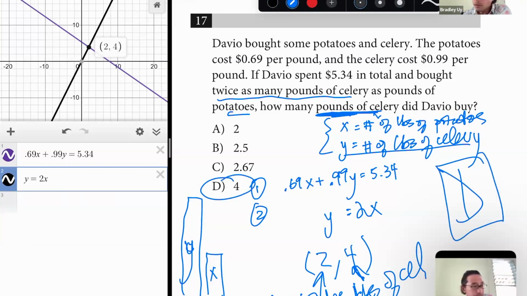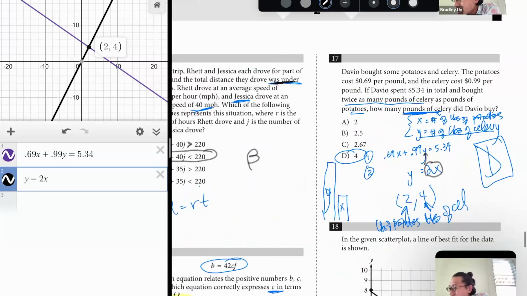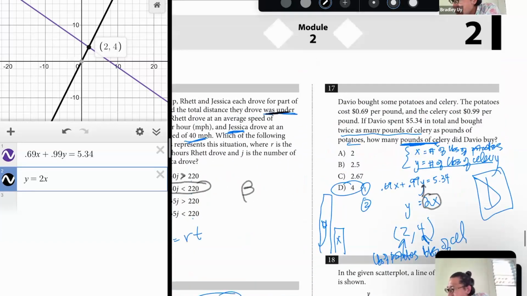Now, if we were to solve this by hand, the gist of it would be this. Since y is equal to 2x, you're going to take this 2x and plug it in wherever you see a y. I will show you how this is done by hand. I'll try to do that quickly.